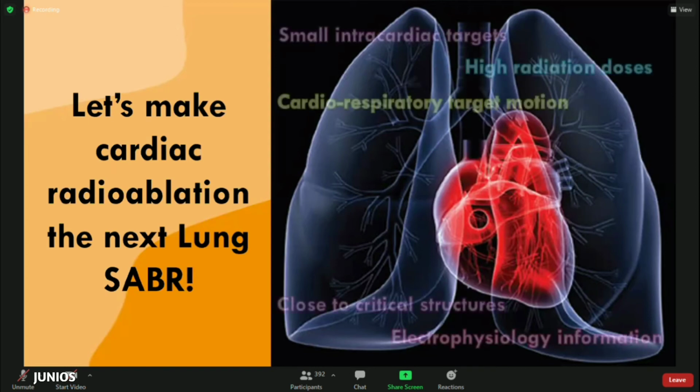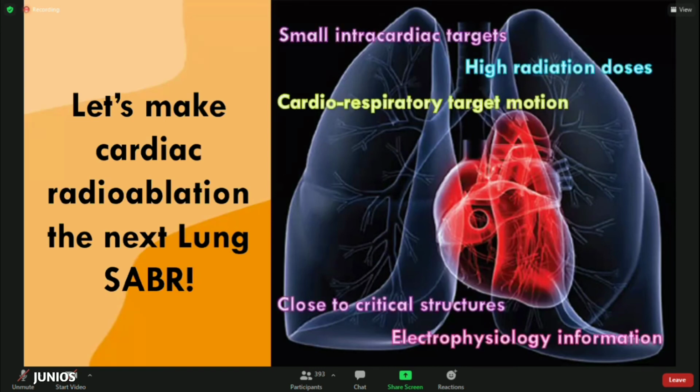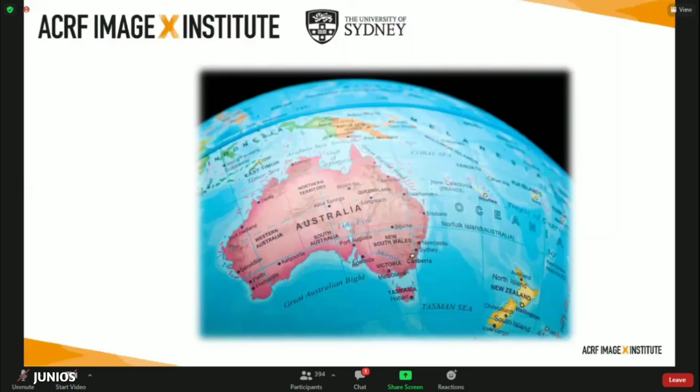If we can accurately and confidently treat small intracardiac targets, with respiratory motion, and very close to critical structures, then we should be able to tackle most oncology tumours. So I've tried to highlight some of the innovative and developmental work ongoing around the world. And for the last 10 minutes, I'm going to very briefly highlight some of the work ongoing within the ImageX Institute that is trying to make cardiac radioablation treatments more effective and accessible.